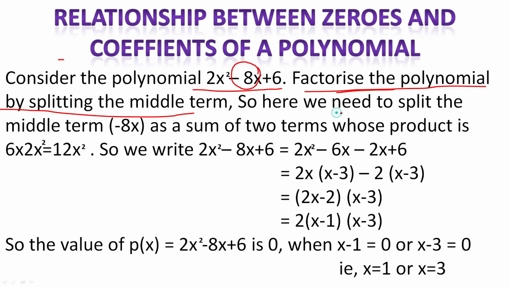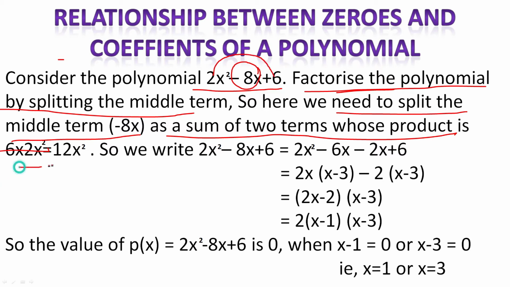So here we need to split the middle term minus 8x as a sum of two terms whose product should be 2x square into 6, that is 12x square. So we write 2x square minus 8x plus 6 is equal to 2x square, splitting the middle term, we can split it as minus 6x minus 2x makes minus 8x, clear, plus 6. This is a constant term.